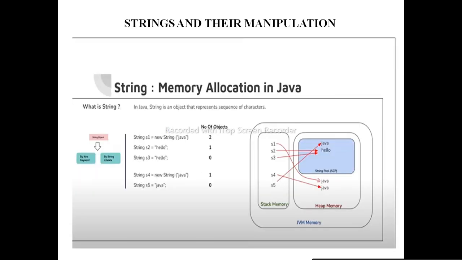Strings and their manipulation. When you declare a string using the new keyword, it will be stored in heap memory. When you declare a string using a string literal, it will be stored in the string pool. The string constant pool, SCP, we can also call it. Inside the string constant pool, string literals will be stored. If you create a string object using the new keyword, it will be stored inside the heap.